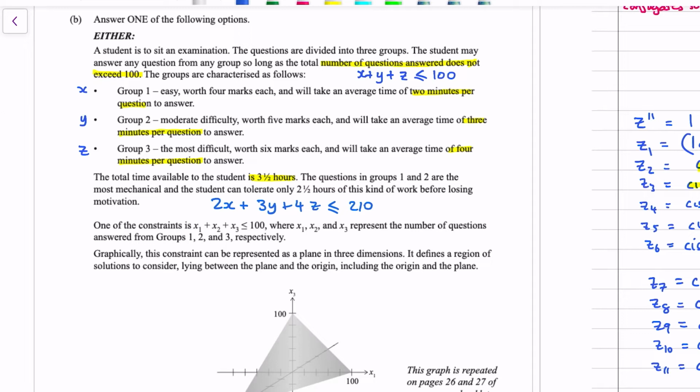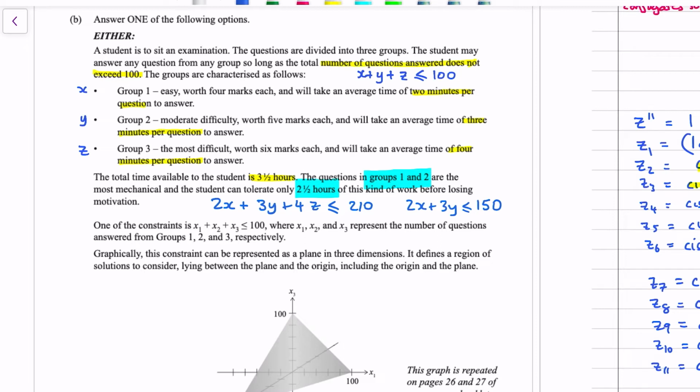Groups 1 and 2 are the most mechanical, and the student can tolerate only 150 minutes of those. So that's 2.5 hours just of the questions in group 1 and 2. So x plus y, the total number of questions answered in those groups must be less than or equal to, oh no, we need to also factor in time. Two x plus 3y less than or equal to 2.5 hours, which is 150. Okay, although nice, they gave us one of the constraints.